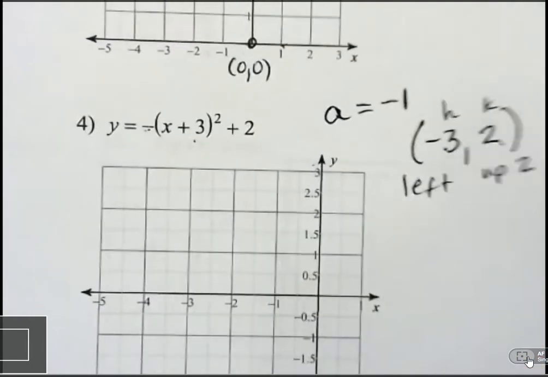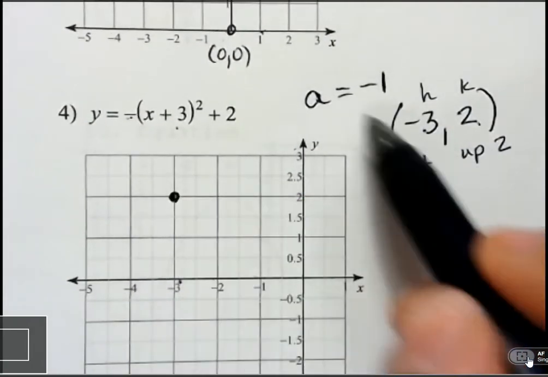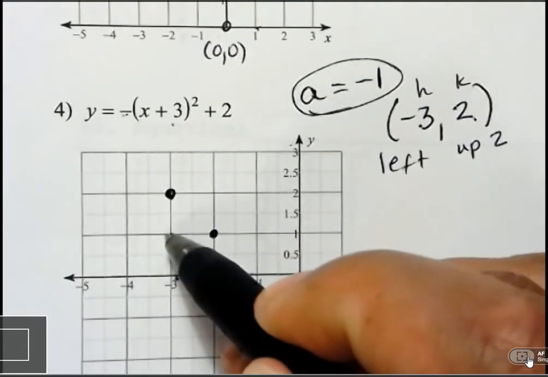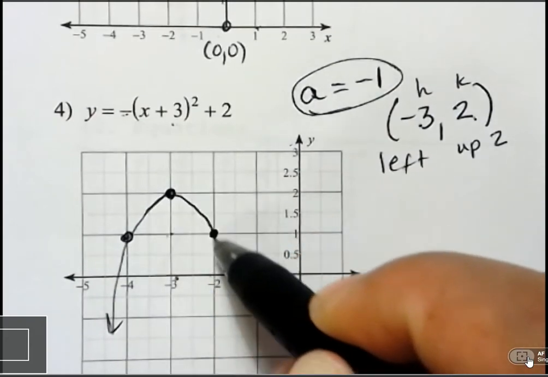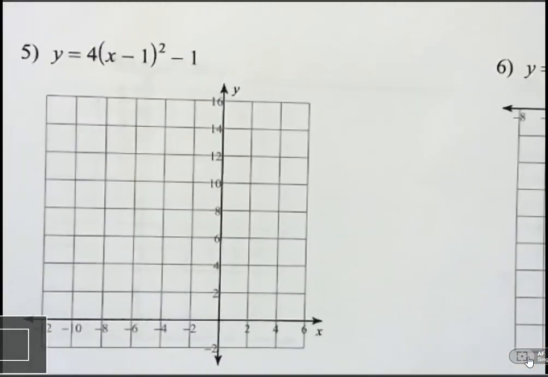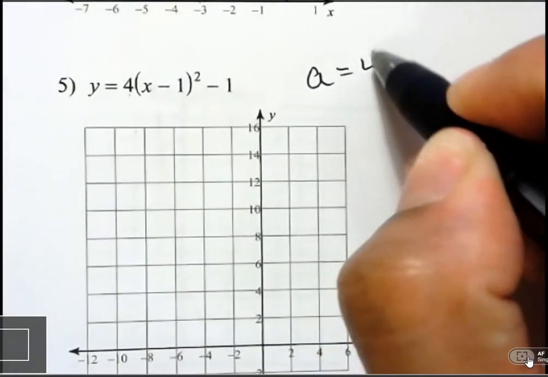Just plot the vertex, negative 3, 2. And it opens down. A equals negative 1, so you go down 1, down 1. That's it. Alright, we're going to keep this review going. Number 5. Ooh, A equals 4.